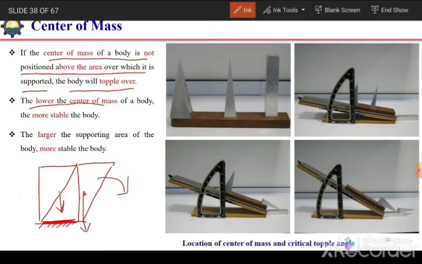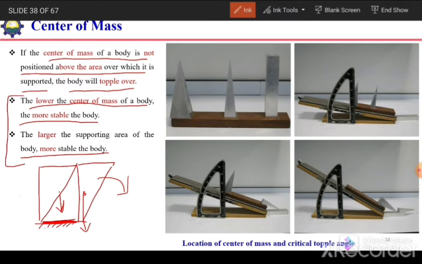The lower the center of mass of a body, the more stable the body will be. And the larger the supporting area of the body, the more stable it will be. So if we increase the supporting area, we can make the structure stable, and if we lower its center of mass, we can also make it stable. Here we have a demonstration for these two points.